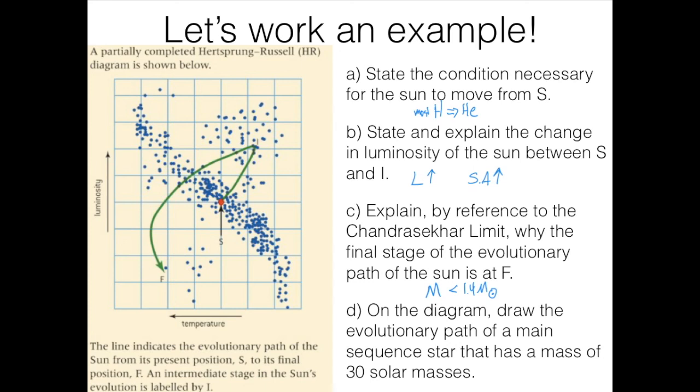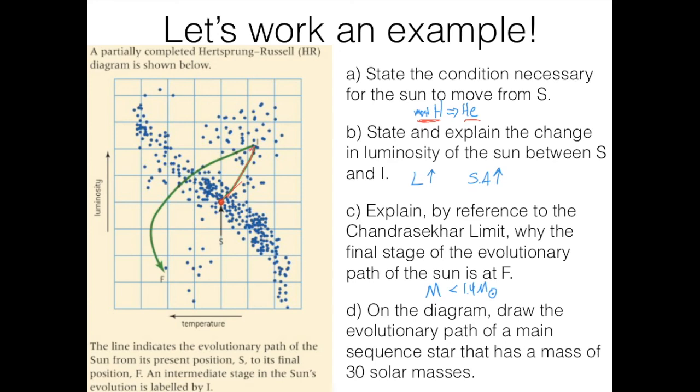So, state the condition necessary for the sun to move from S. Well, remember that is when most of the hydrogen, not all of it, has fused into helium, then that's when we start to move away. Remember, we do still have hydrogen on the outside, in those outer shells, but most of the hydrogen has been fused to helium, and so that's what then allows us to move into this giant region.